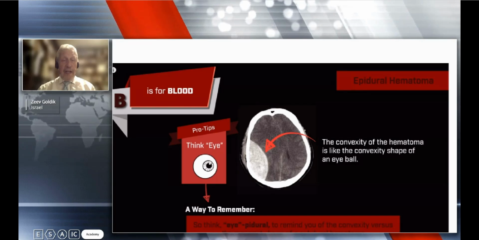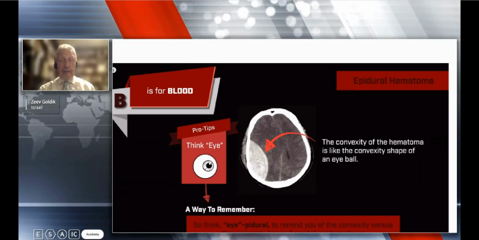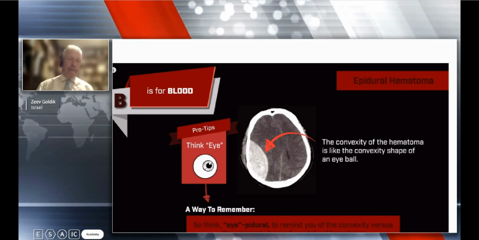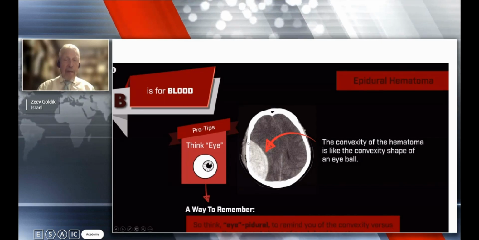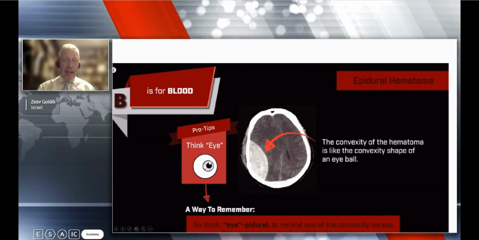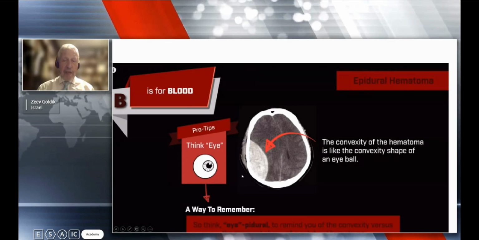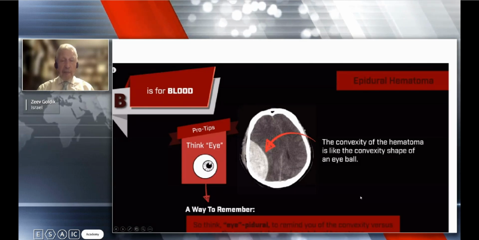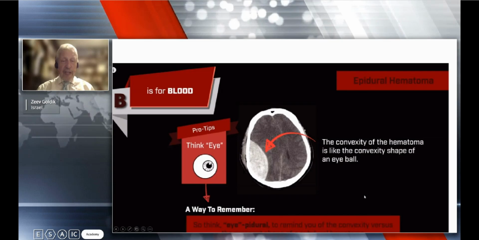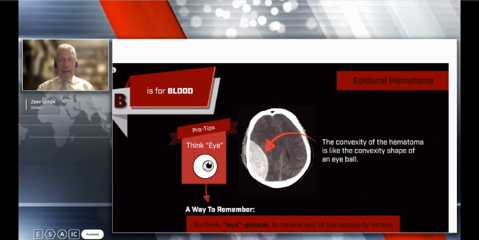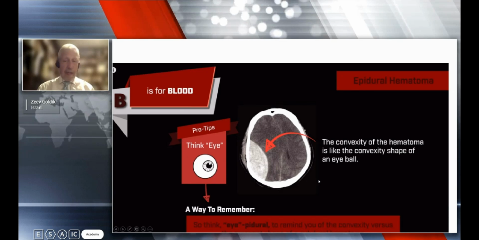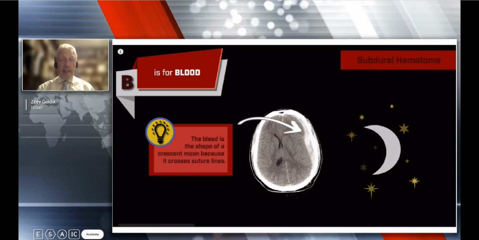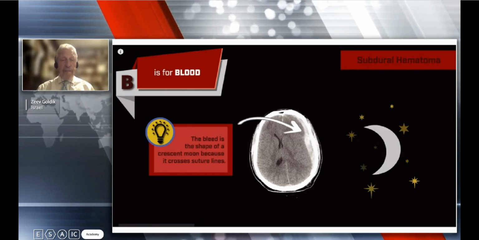Then, how to differentiate, for instance, an epidural hematoma from a subdural hematoma? Epidural hematoma, remember the eye, it has a shape of an eye because the convexity of the hematoma is like the convexity shape of an eyeball. So think epidural to remember that this is an epidural hematoma, compared with the subdural hematoma that has a shape of a crescent moon.